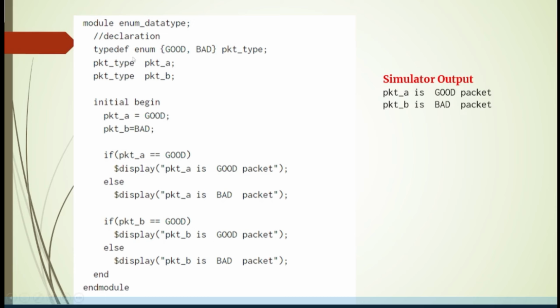I have user defined the enum, and I have taken pkt type as my data type. So this is my user defined data type. By taking this user defined data type, I have created two variables, pkta and pktb. If you have listened to my enumeration data type video, on why there is a need of enum data type, you will understand all of this program.